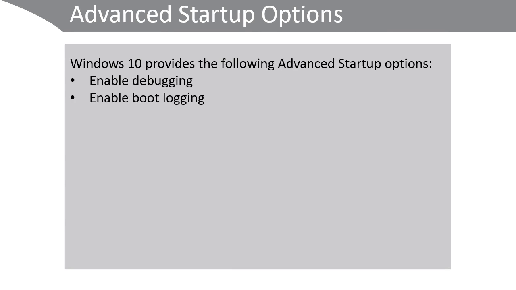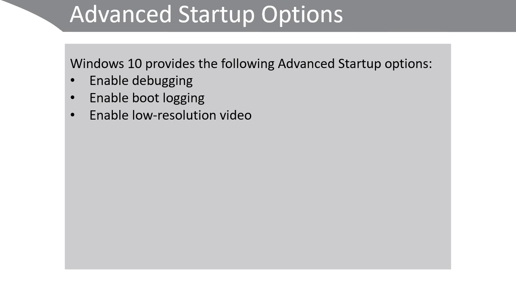Enable Boot Logging, which records the information used during the startup process into a text file, which you can examine later to see if you can identify when a problem is occurring during the startup sequence. Enable Low Resolution Video Mode, which allows you to access the computer in an 800 by 600 video mode for bypassing problems with video adapters and their related drivers.